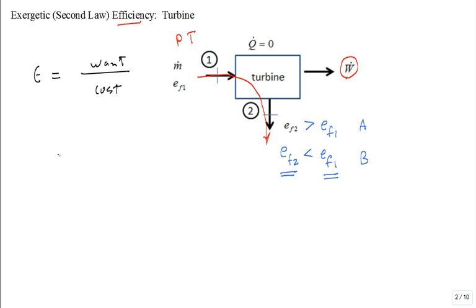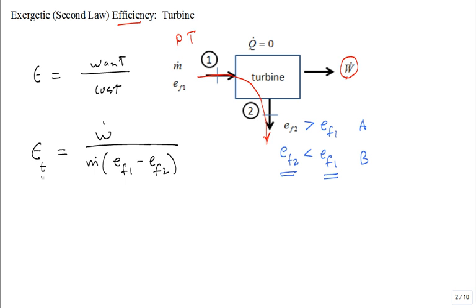So what do we want? We want a large power out the shaft. What does it cost? The mass flow rate times the difference between the inlet and the exit flow exergy. So that's our exergetic efficiency for a turbine. Numerically, it'll be very close to the isentropic efficiency for a turbine, but it won't be precisely the same.